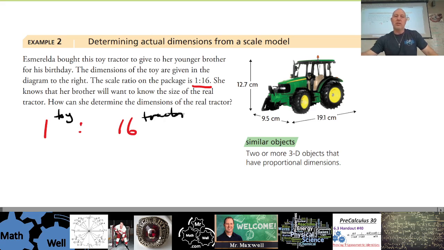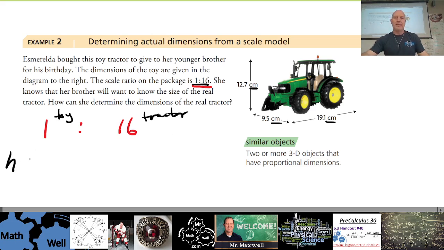Now, it's written in scale and there's no units. Because remember, when you write things in scale this way, you could have different units actually. That could be true. But in this case where there's no units shown, that means they're assumed to be the same units. So if we're given centimeters for the toy, that means that if you multiply each dimension times 16, you'll get the real dimensions of the real tractor in the same units.